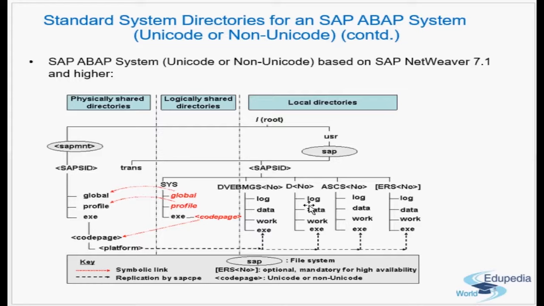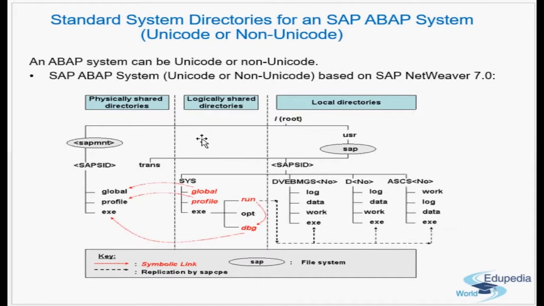That's the addition. The pictures I have given here are self-explanatory. So I have presented the directories and the structures of an SAP system on Unix. AIX is also the same, so there is no change.